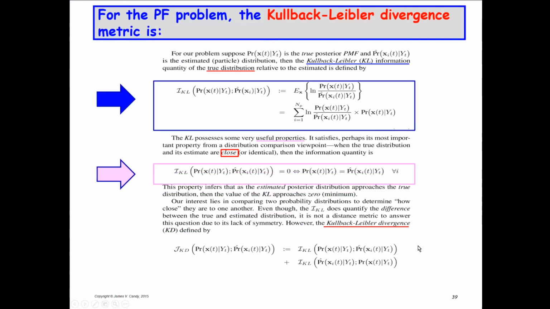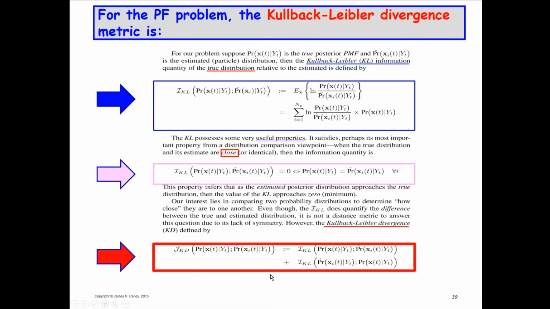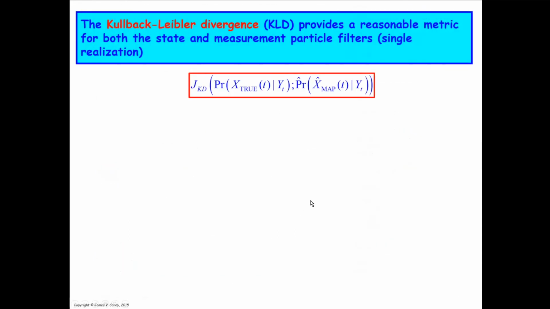So that's one of the things that we basically use to determine this, once we can figure out how to get the true distribution. And I know what you're thinking. You're thinking, well, if you know the true distribution, then why do you have to build any of this stuff? Well, the answer is you don't necessarily know it, but you may have a finite element model with 100,000 states or something in it, and you can generate data from that using histograms, et cetera, to come up with some guess at what the distribution is. So the Kullback-Leibler divergence provides a reasonable metric for both the state and the measurement particle filters.